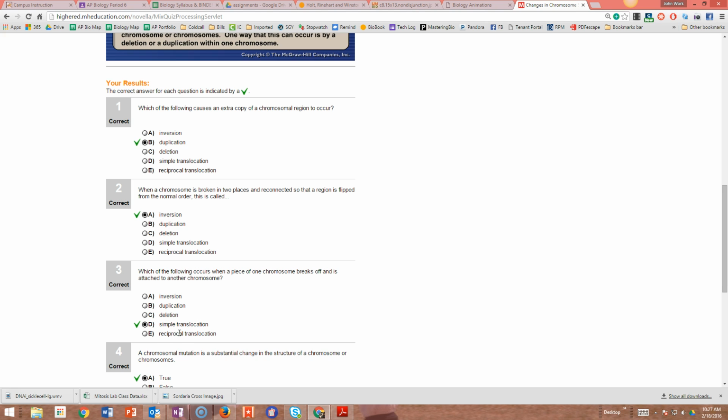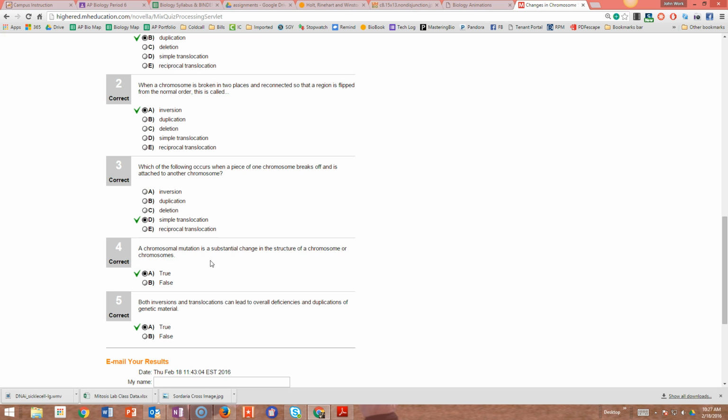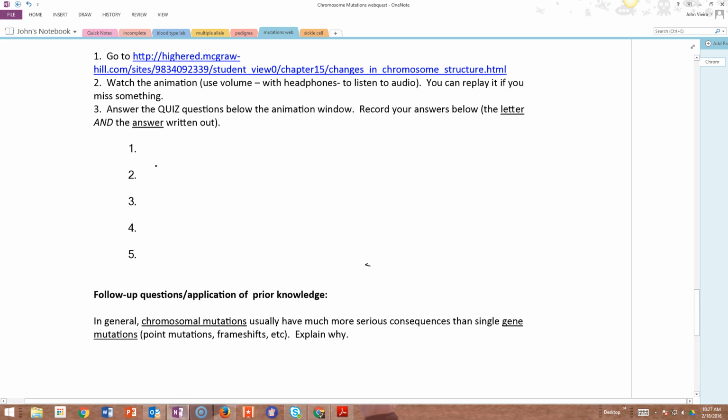A reciprocal translocation is where one chromosome breaks off a piece and puts it on another chromosome, and that chromosome breaks off a piece of itself and puts it on the other chromosome. So you have 2 different chromosomes swapping parts of their DNA. Number 4 is true. Yes, chromosome mutation is a substantial change in the structure of a chromosome. And both inversions and translocations can lead to overall deficiencies, which means something is wrong or bad, and duplications of genetic material. That is also true. So all of those answers should have gone right here. You just wrote all those out.